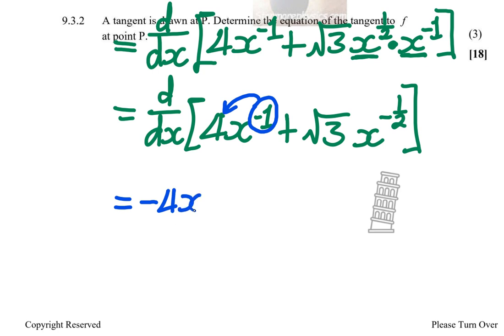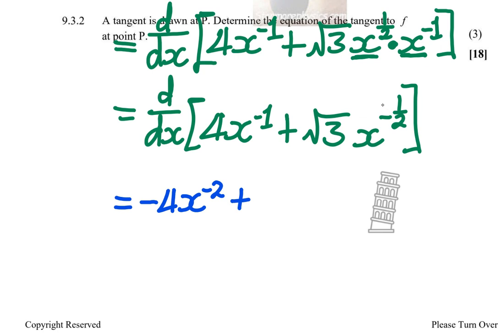And then you write x, and you subtract 1 from the exponent. Immediately after multiplying the exponent negative 1 with the coefficient of x, which is 4, you are supposed to subtract 1 from that exponent. So you're going to have negative 4x, and when we subtract 1 from negative 1, it will become negative 2. And then we say plus.